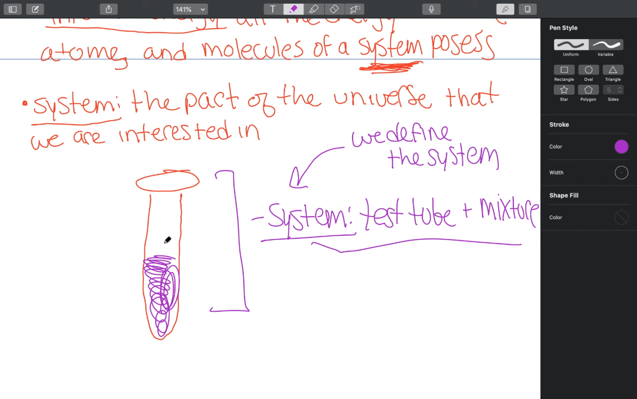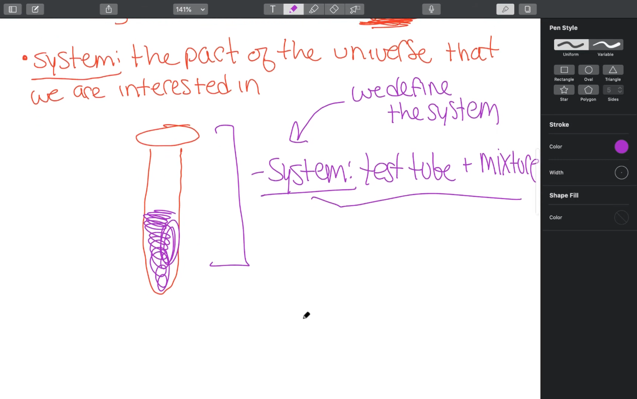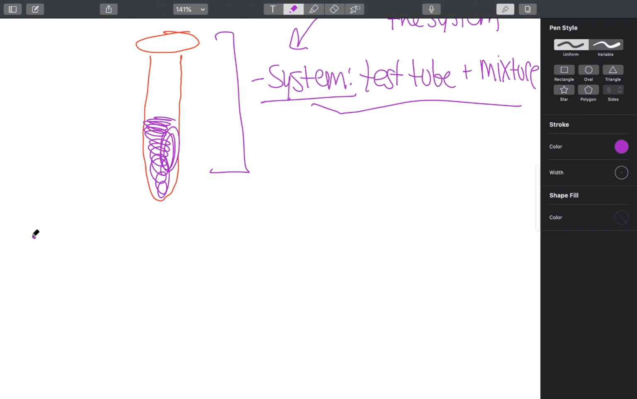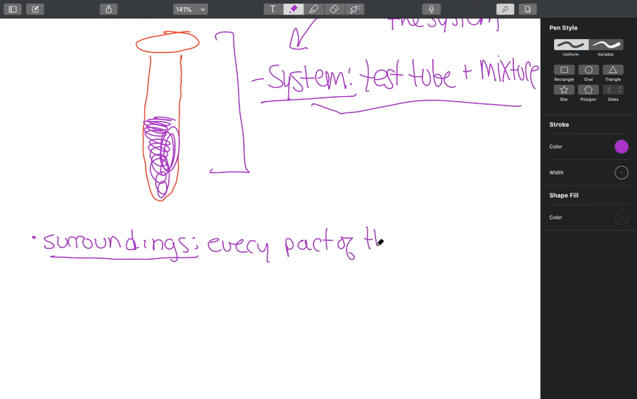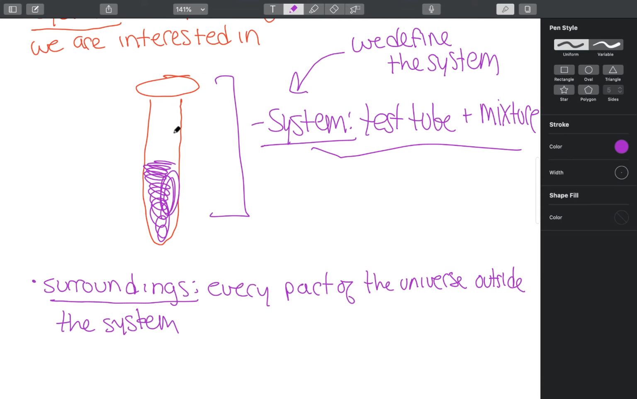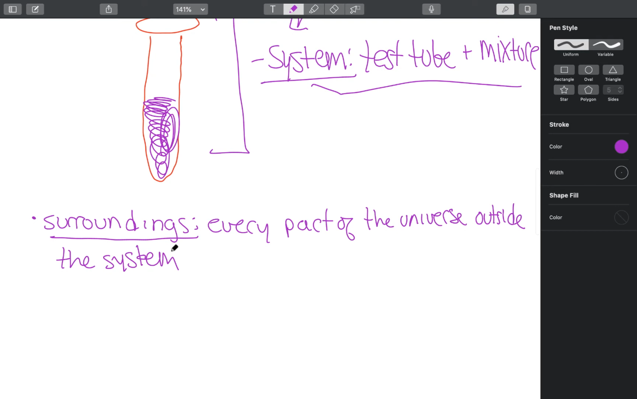So what is outside of the system? Well, what's outside of the system is referred to as surroundings. The surroundings is every part of the universe outside the system. So it's every part of the universe outside the system. So in this case, the air surrounding the test tube would be the surroundings, and everything else as well.